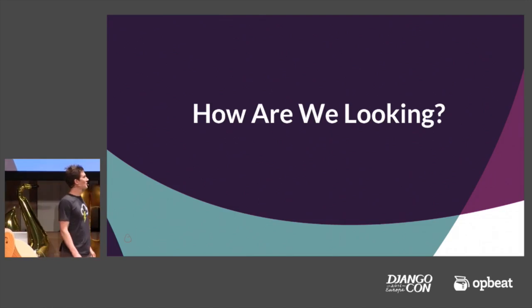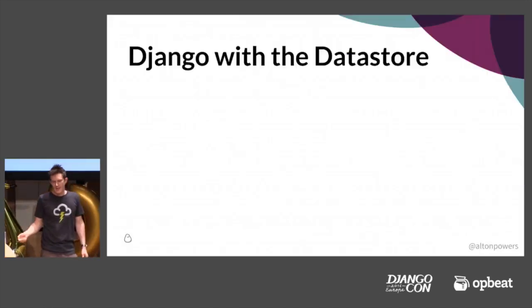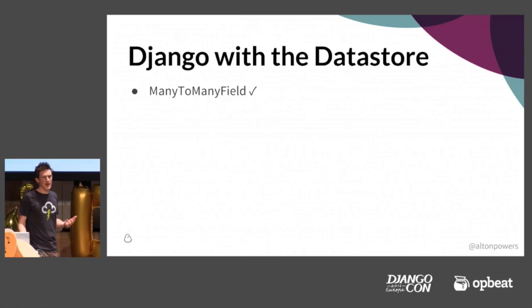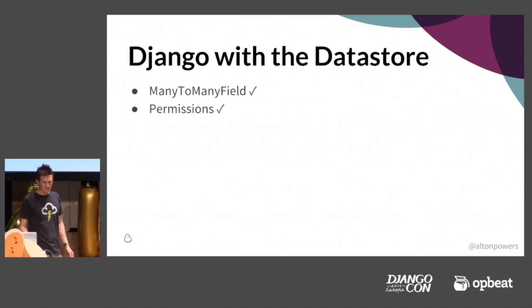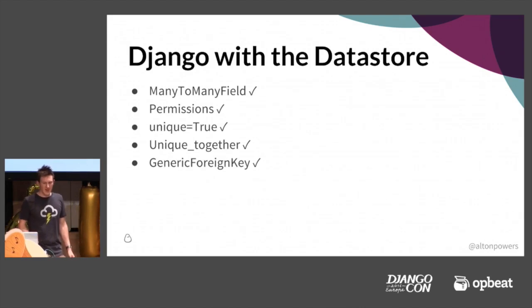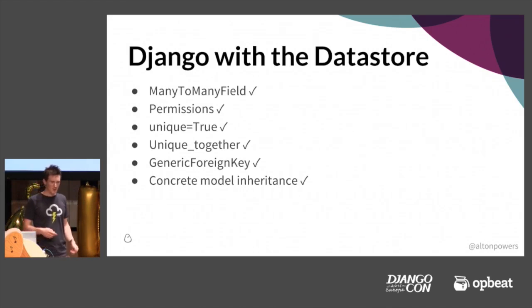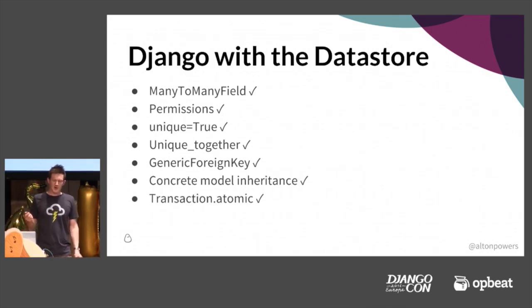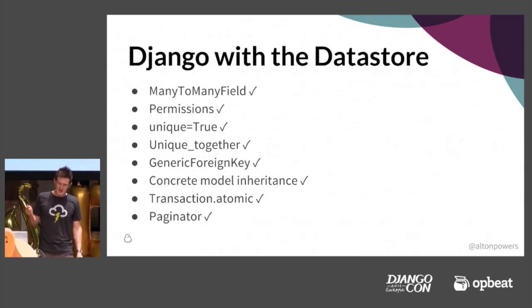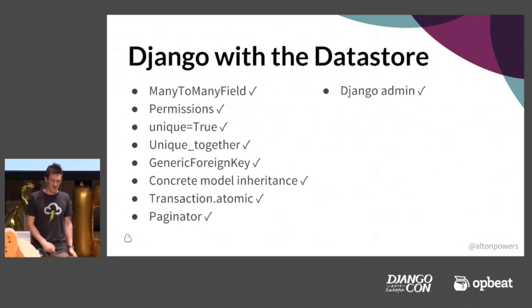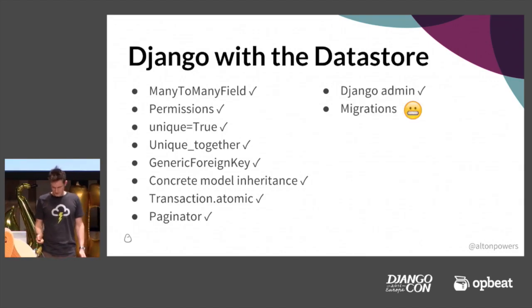So after all of that, how are we doing? Well, we've got our many-to-many fields back with related list fields. That means we can build our permission system back. We've got our unique constraints. That means that also with the content types, with the database part removed, we've got generic foreign key back. By sticking everything in one table, we've got model inheritance back. We've got our transactions back. We've got paginator back. And because we've got permissions back, we've got the Django admin back. And I'm going to ignore migrations for the moment.